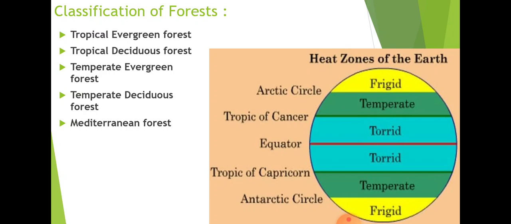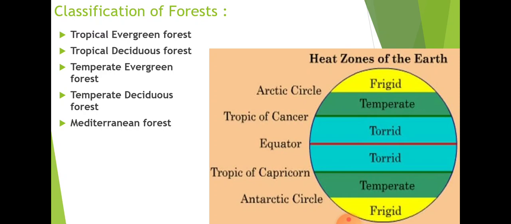Up to which line? The Tropic of Cancer, 23 and a half degrees in the northern hemisphere. In the southern hemisphere, that is also considered as the tropical zone, and it is up to the Tropic of Capricorn, which is 23 and a half degrees south. Now move toward the temperate zone. It is near the Arctic Circle, 66 and a half degrees in the northern hemisphere, and near the Antarctic Circle, 66 and a half degrees in the southern hemisphere. Now you can see the frigid zone is also there after 66 degrees in both the northern and southern hemispheres.